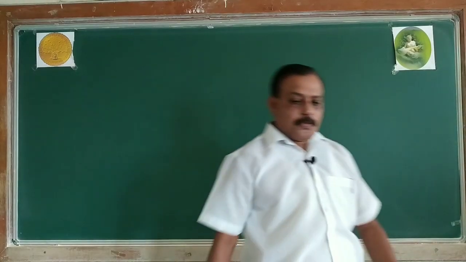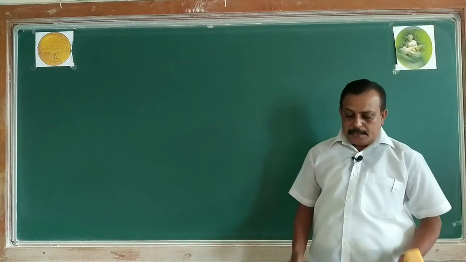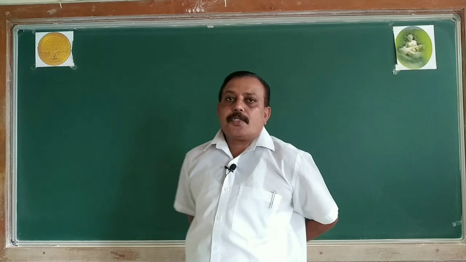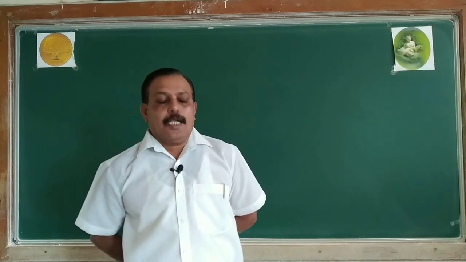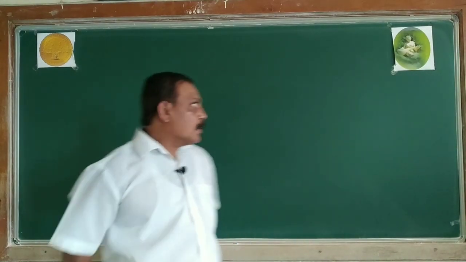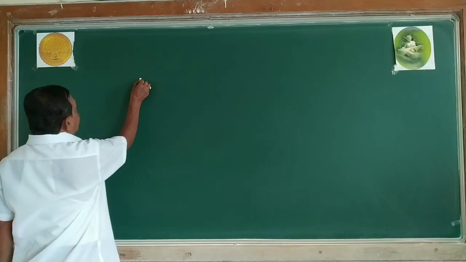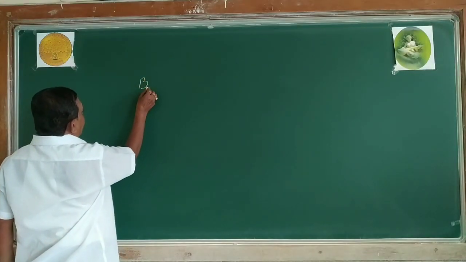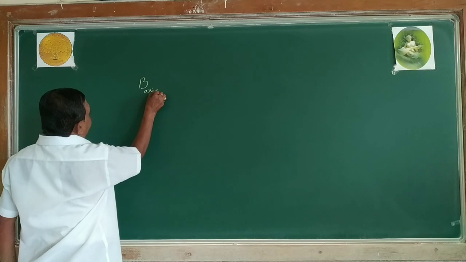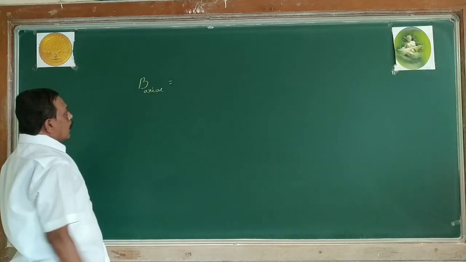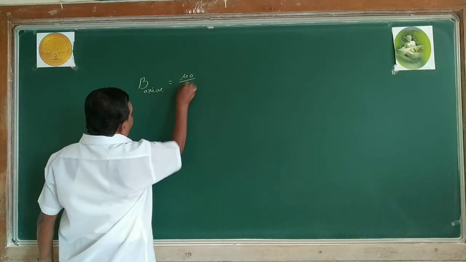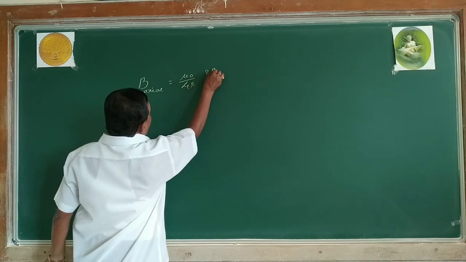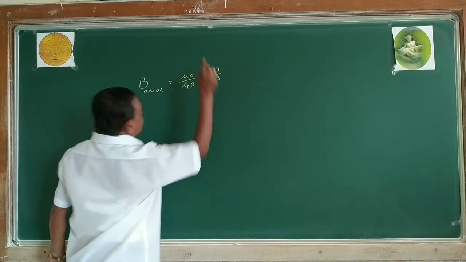Good morning, students. Yesterday we completed the bar magnet as the equivalent solenoid, and our final equation is the magnetic field on the axis of a solenoid, that is, the magnetic field on the axial line of a bar magnet: mu naught divided by 4 pi, 2m by r cube. R is nothing but the distance.